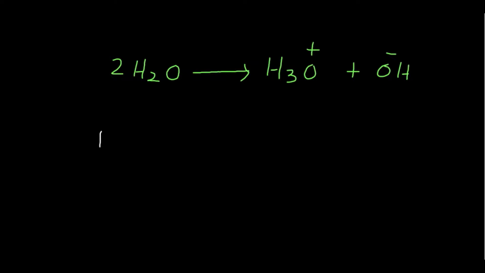For example, one water molecule, H2O, ionizes to give a hydrogen ion, which is known as a proton, as well as a hydroxide ion. The hydrogen ion or proton is a positively charged ion, while the hydroxide ion is a negatively charged ion. I hope self-ionization of water or auto-ionization of water is clear to you.